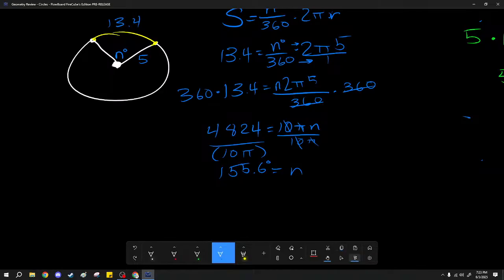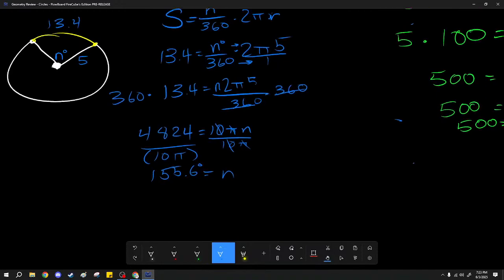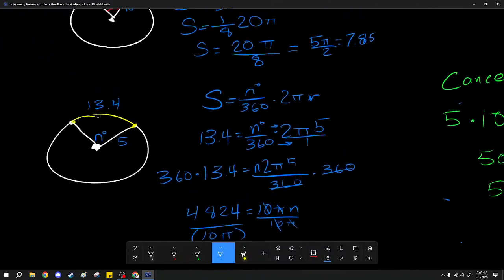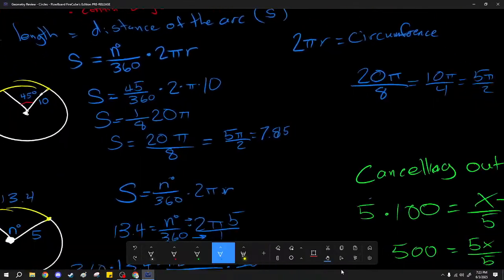I am not going to do that example because I want to get to sector area and then the last two pieces that we need to go over. So I'm going to leave this as is and move on to sector area.